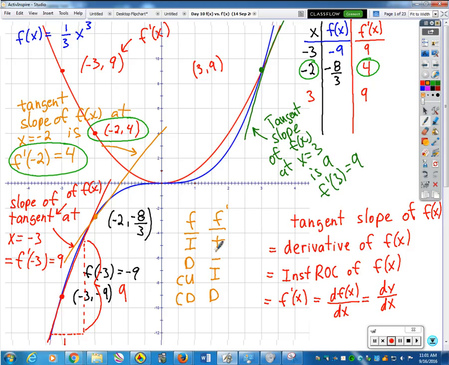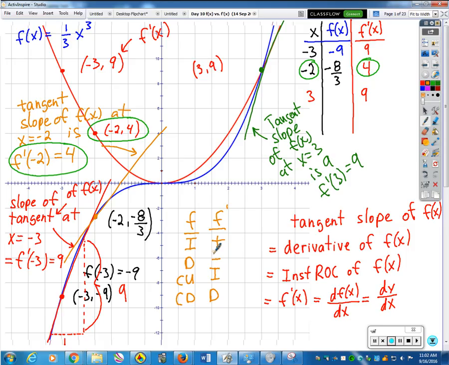But if you were looking at the f prime graph, now you're paying attention to the y coordinates, because the symbol f prime means two things. It means the tangent slope that you see on the f graph, but it also means the y coordinate that you see on the f prime graph. And notice that every y coordinate on the f prime graph is also positive. Is that what you heard? Good. What else? This is very good.